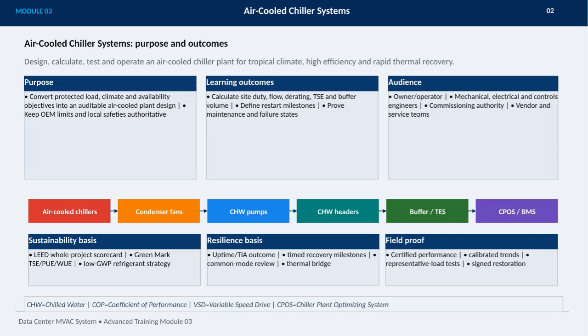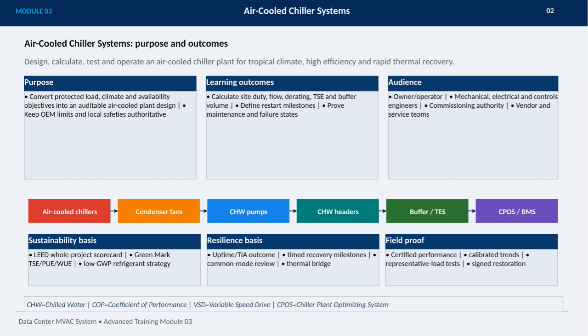This module focuses on air-cooled chiller systems, specifically designed for tropical climates with an emphasis on high efficiency and rapid thermal recovery. Our purpose is to convert protected load, climate, and availability goals into a clear, auditable air-cooled plant design, while respecting OEM limits and local safety standards. By the end of this training, you'll be able to calculate site duty, flow, derating, thermal storage equivalent, and buffer volume. You'll also learn how to define restart milestones and validate maintenance and failure states.